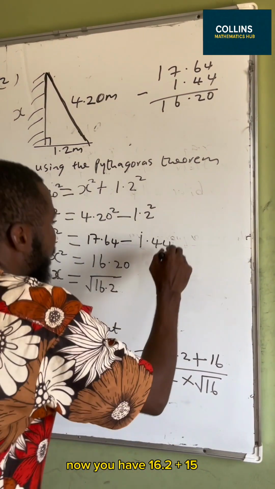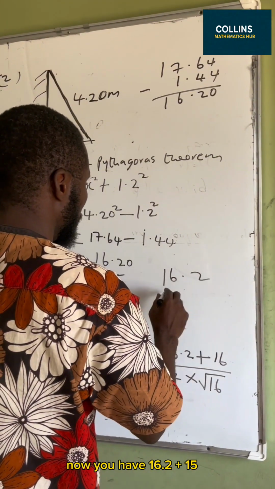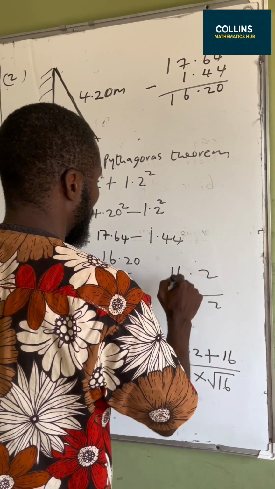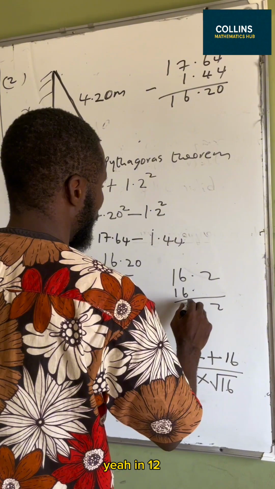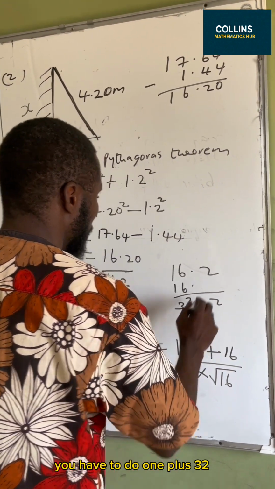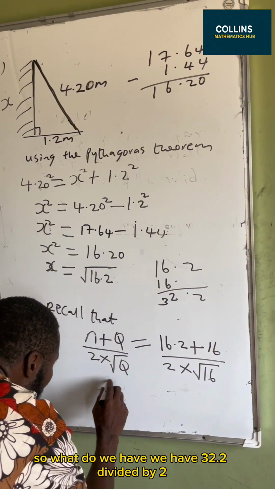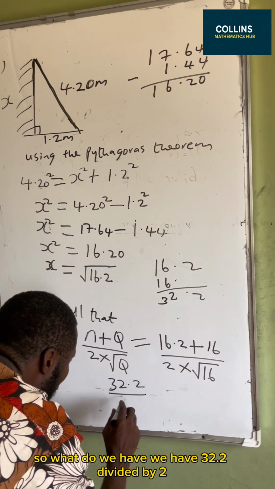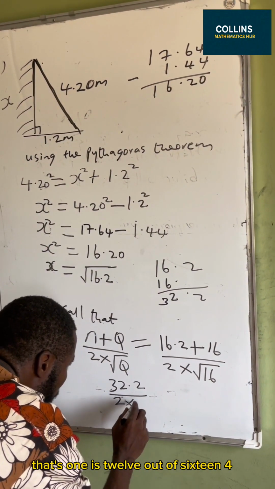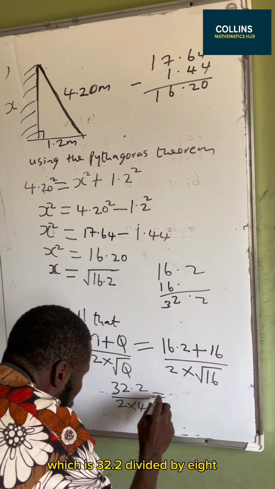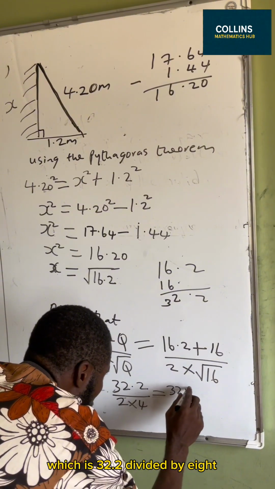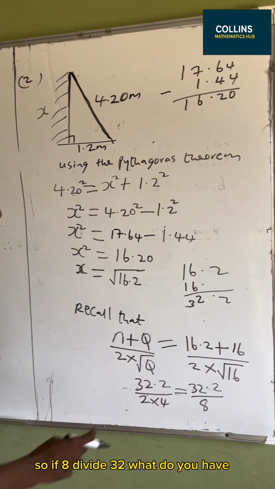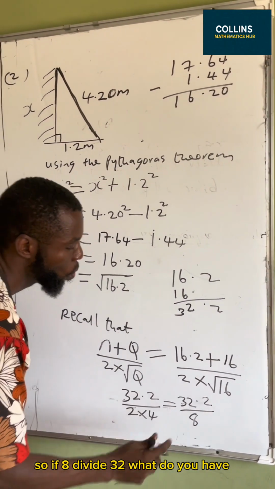You have 16.2 plus 16. So you have 32.2. So what do we have? We have 32.2 divided by 2 times what is the square root of 16? 4, which is 32.2 divided by 8.